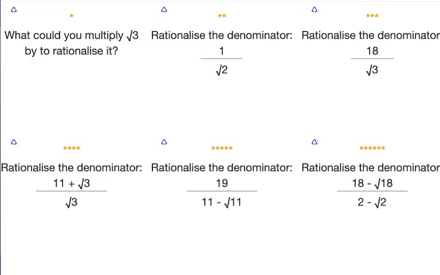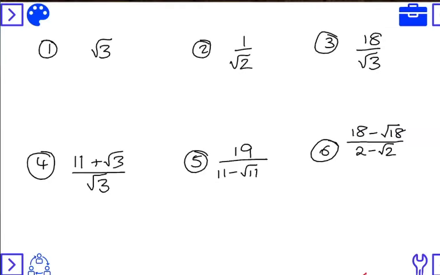Now obviously I'm going to focus on the questions that I've given you, and especially those people that have been working on the questions from the screen. So dealing with those questions then, I've got to rationalise each of these numbers, or at least rationalise the denominator of questions 2 to 6. The first one was I needed to rationalise what could I multiply root 3 by to rationalise it.